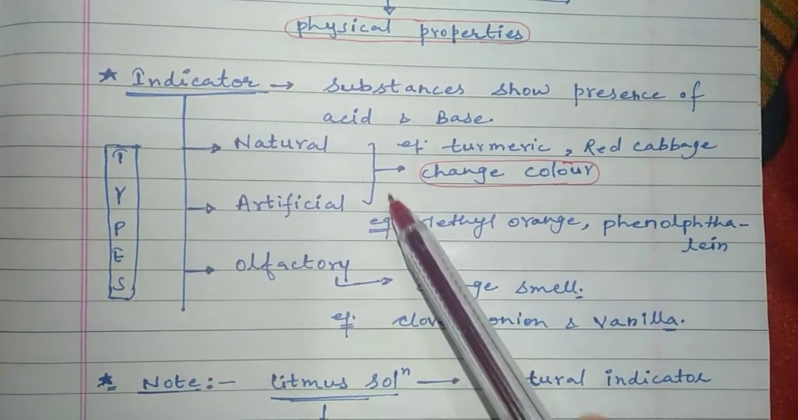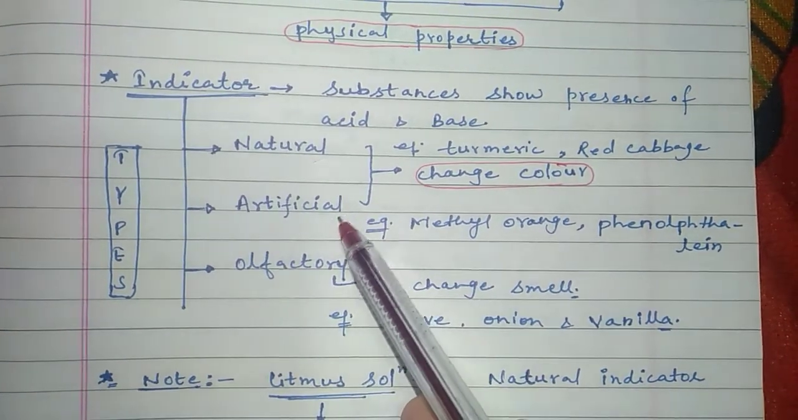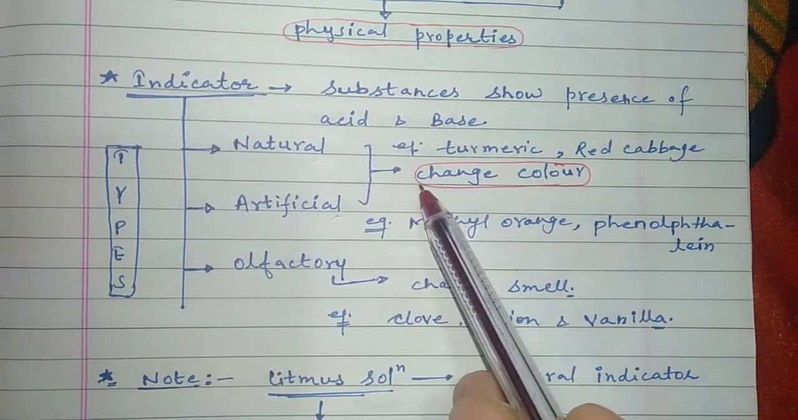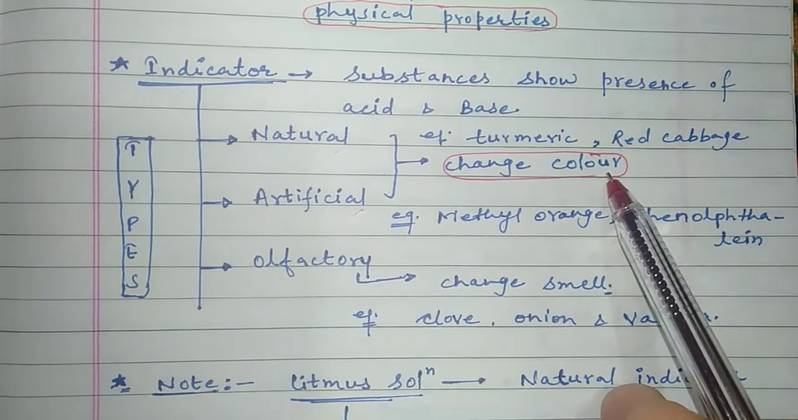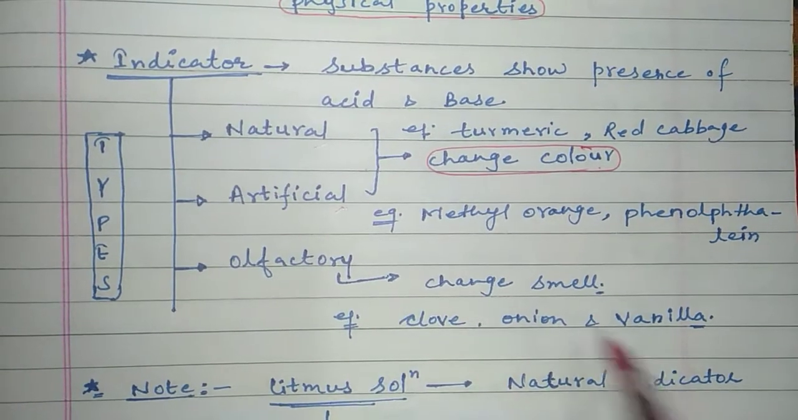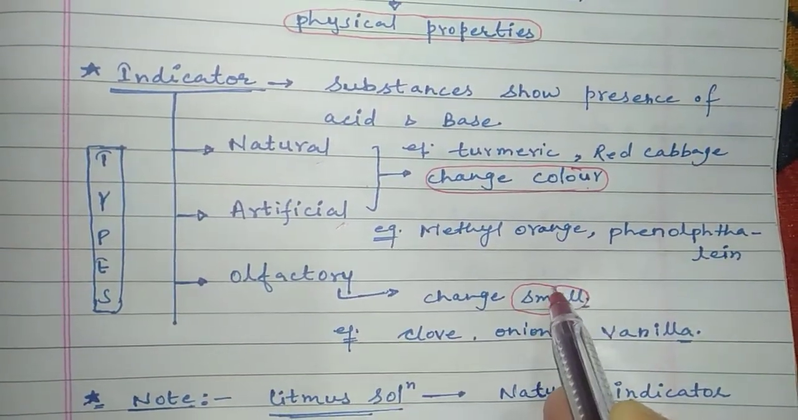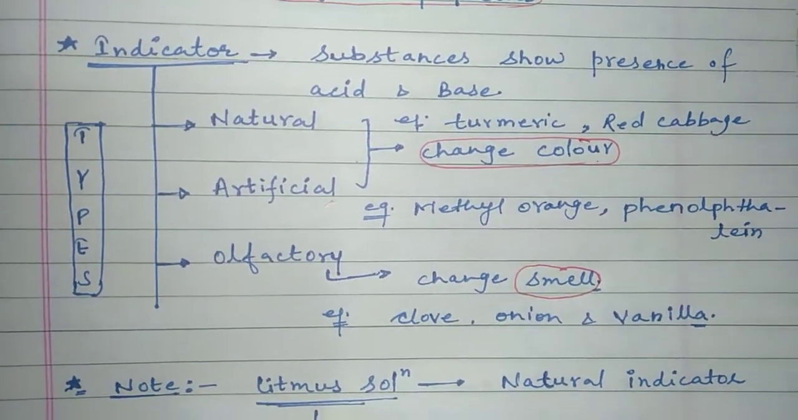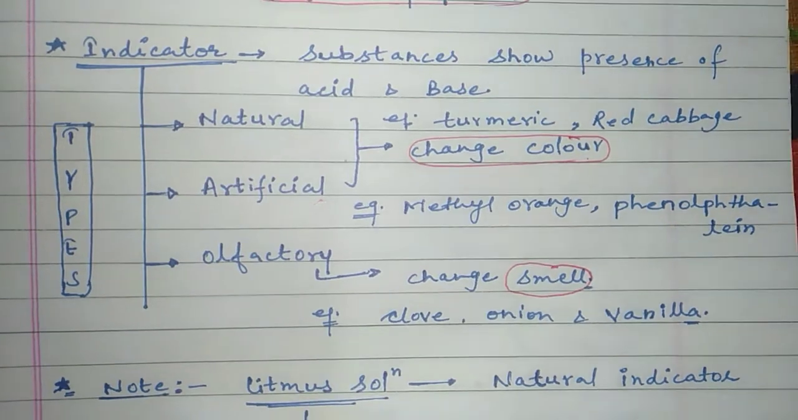So the natural indicator and the artificial indicator both change their color in the presence of acid and base. But what about the olfactory indicator? An olfactory indicator changes its smell in the presence of acid and base. Are you getting here?